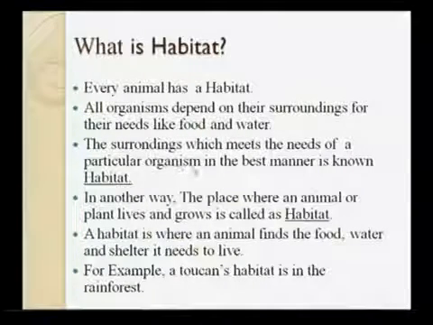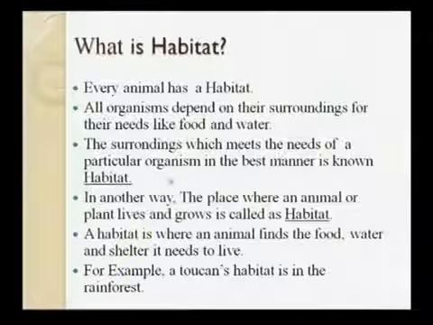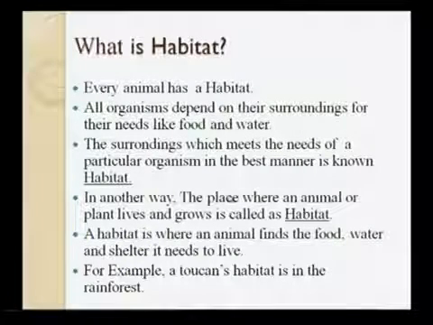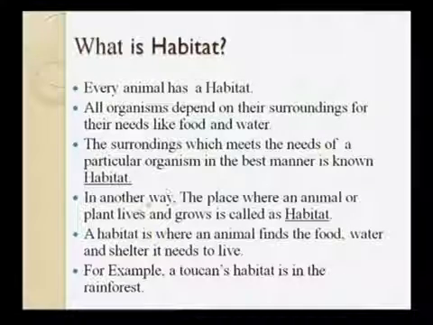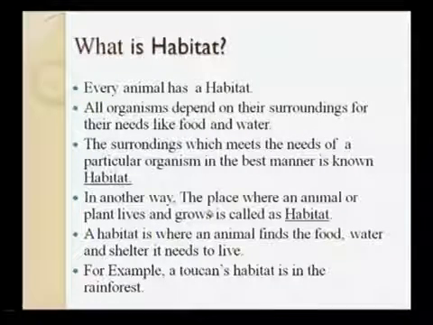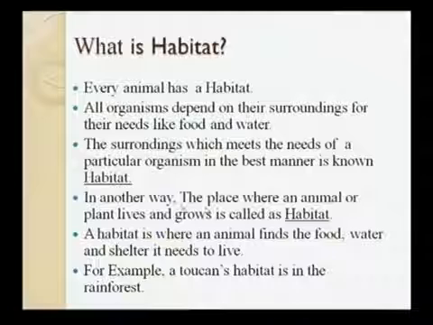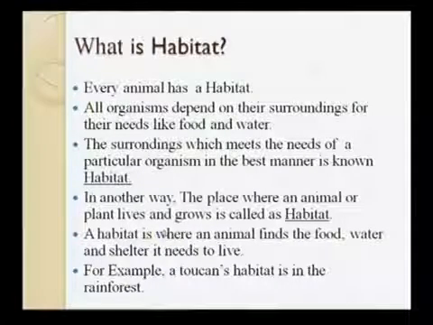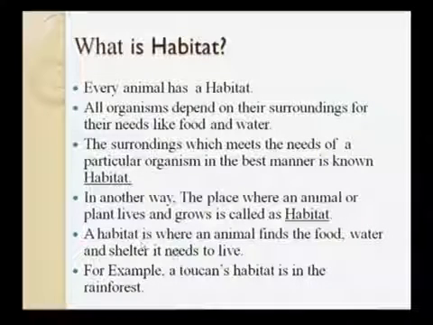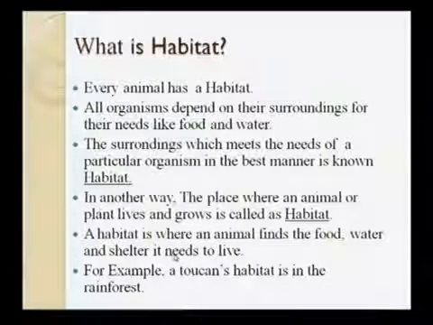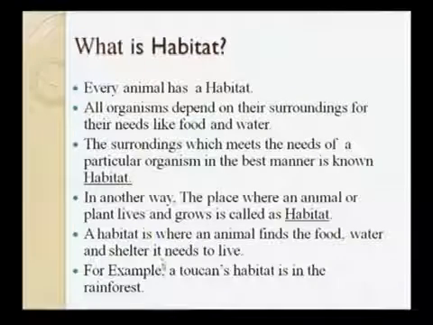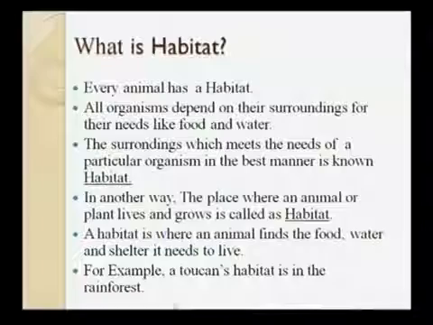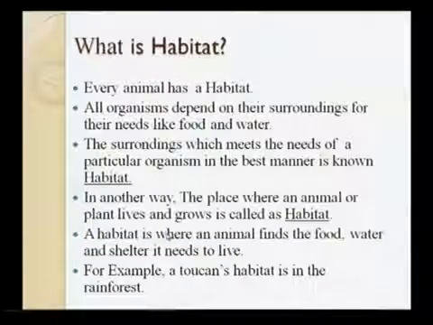And the surroundings which meets the needs of a particular organism in the best manner is known as habitat. And in other words, the place where an animal or plant lives and grows is called as habitat. And a habitat is where an animal finds the food, water and shelter it needs to live. For example, a toucan's habitat is in the rainforest. So friends, I think you get a clear idea about habitat, right?